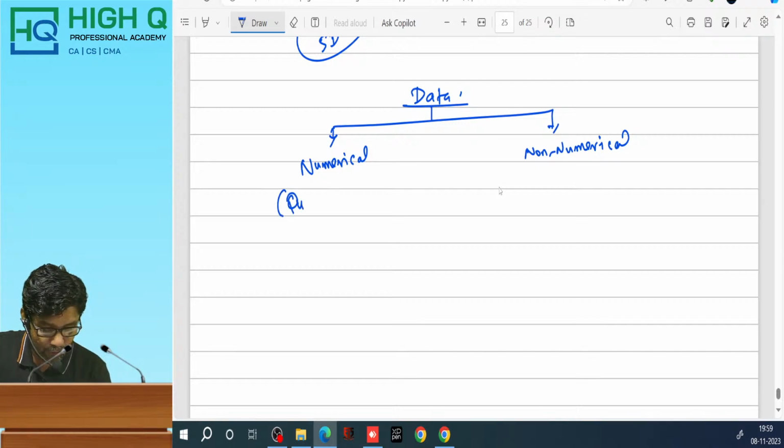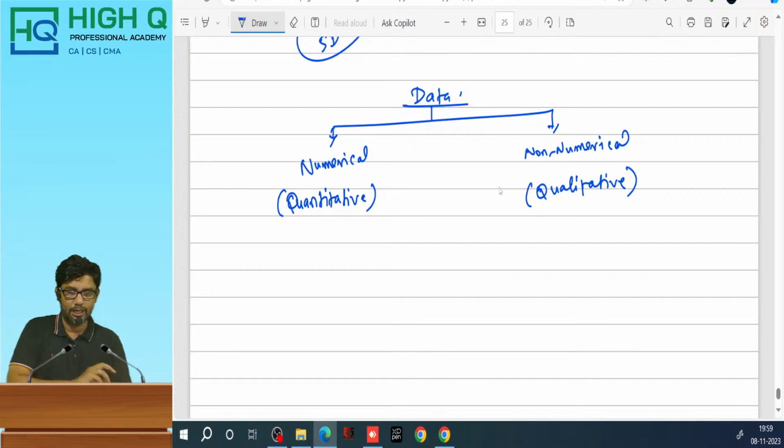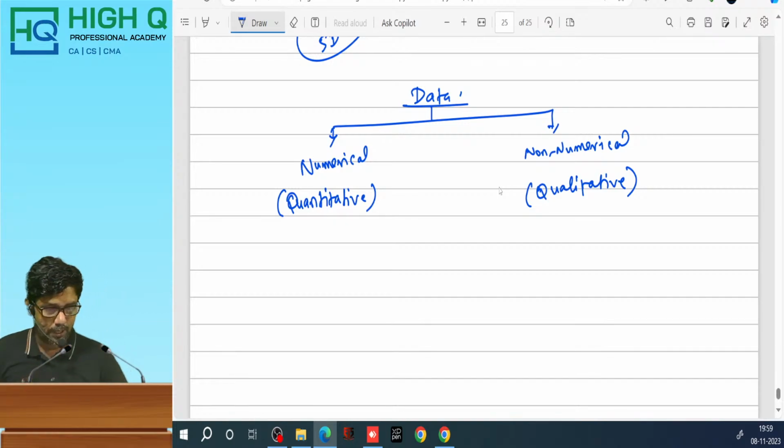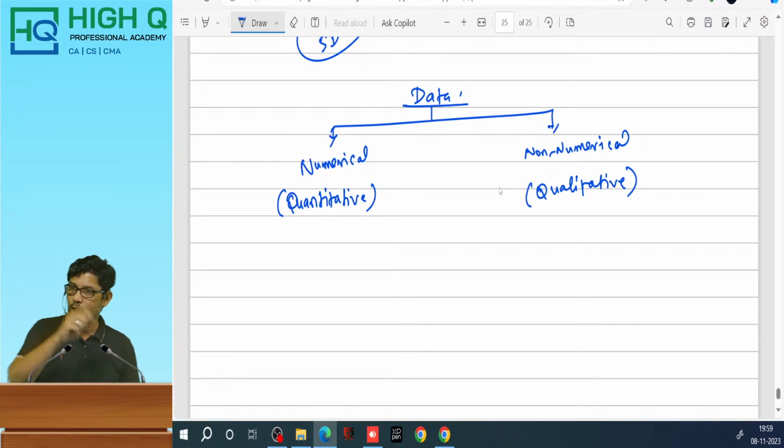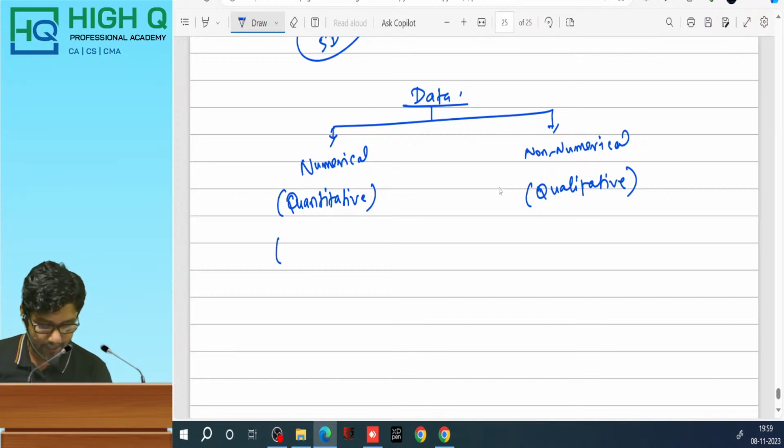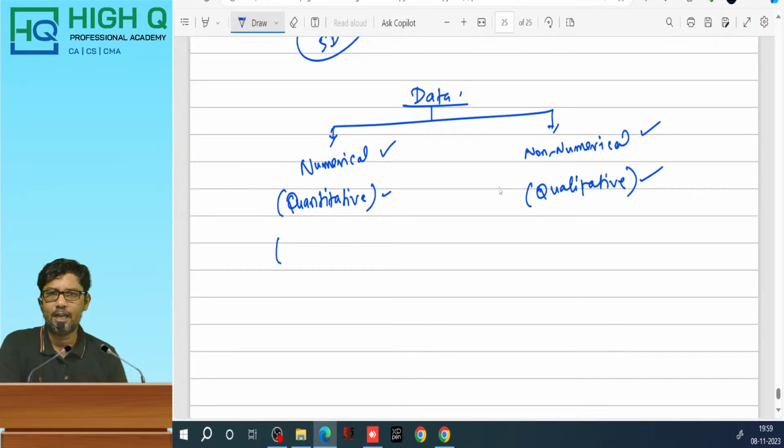This numerical data we call quantitative. And the non-numerical data we call qualitative. Do you all agree, my dear? So quantitative and qualitative. Is that clear? Numerical data we call quantitative, non-numerical we call qualitative. In short, this is what we are doing. Numerical and non-numerical is layman's language. Quantitative and qualitative is mathematical language, a logical approach.